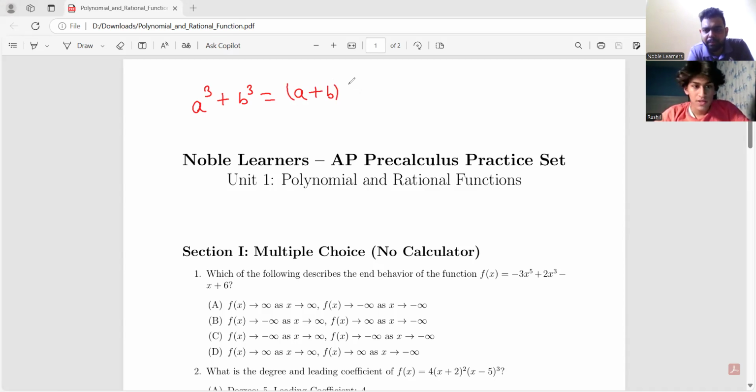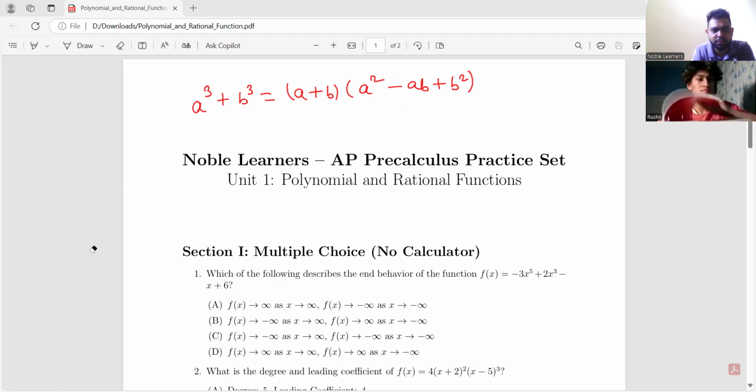Yeah, exactly. Then it's a squared minus ab plus b squared. Very good, correct answer, right? You know this, I believe. And a cube minus b cube is similar to this. You just need to switch the minus sign and plus sign, switch the two signs. Correct, correct. So I think you know them.